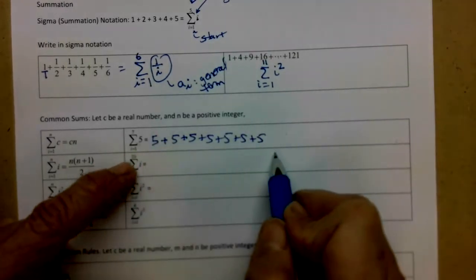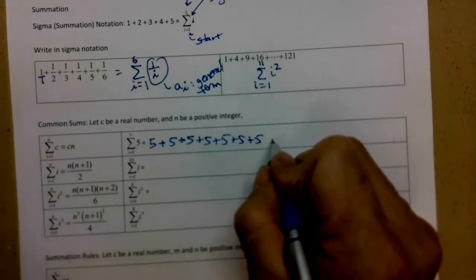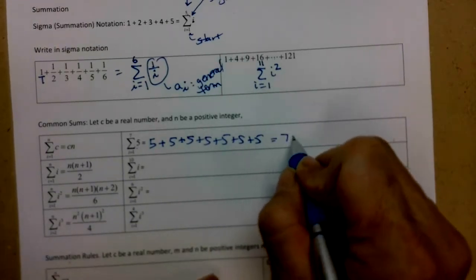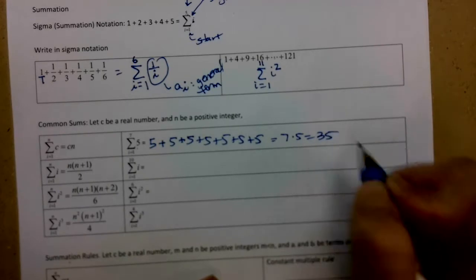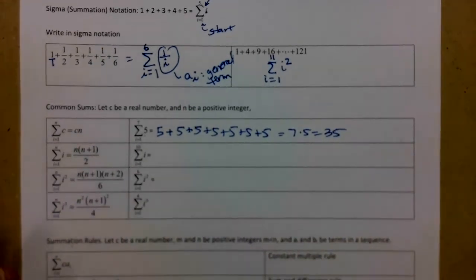Right, so I'm adding up 5 seven times, right? And so a repeated addition is multiplication. So 35. Okay, so that one makes sense.